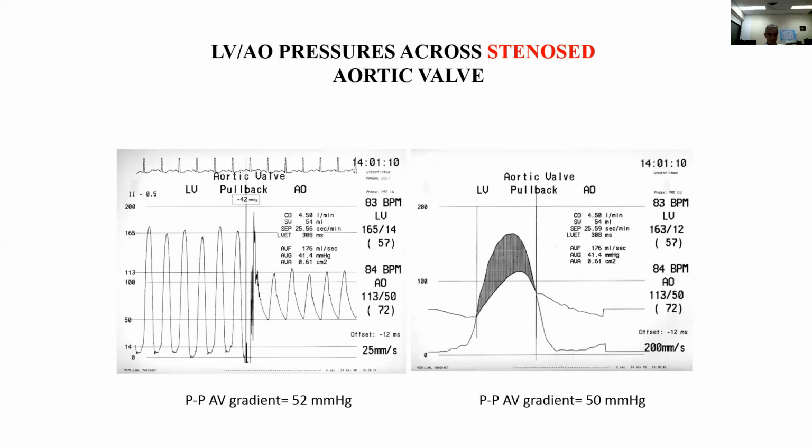And it can be measured as a peak-to-peak gradient, simply the difference between one systole and another, or as a mean gradient, where you overlay one ventricular beat over an aortic beat, and the integral of the difference between the two curves is mathematically equivalent to the area between the two curves. And the computer calculates that and reports it as the mean aortic valve gradient.